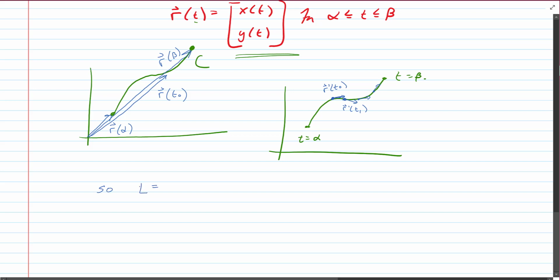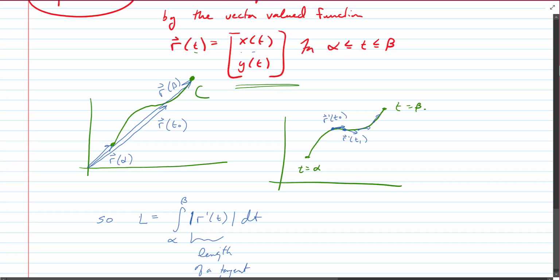We're going to say that the arc length can be thought of as the integral from t equals alpha to t equals beta of the sum of a bunch of tangent vectors, so the lengths of a bunch of tangent vectors. I'm going to first give the formula this way: the integral of the magnitude of r prime of t, dt. So this is the length of a tangent vector.